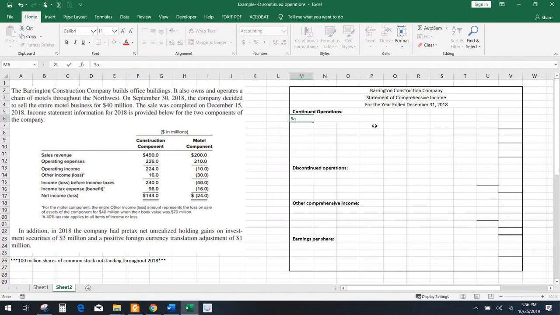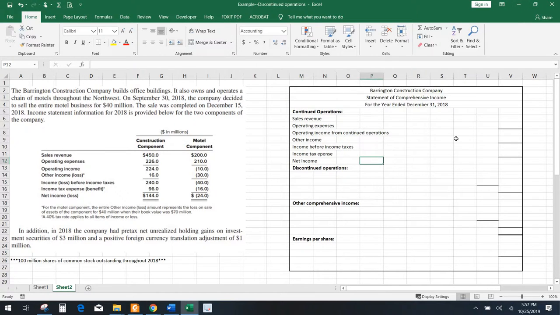So the first line is sales, revenue, operating expenses, operating income, other income, income before income taxes, income tax expense, and then net income.